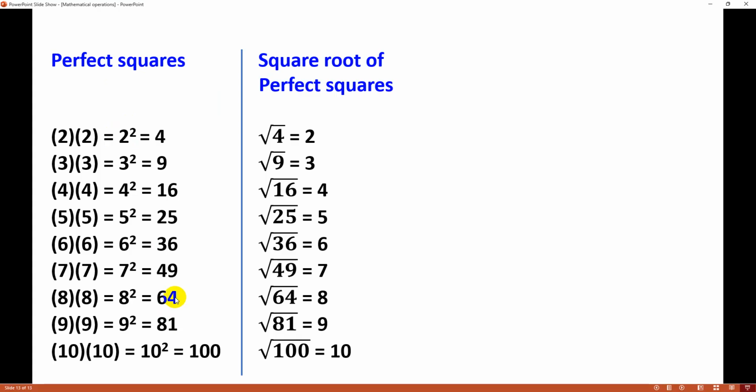And why are these numbers important? It is because all of them will give you a natural number, an integer, right? And a positive integer when you take their square root. Square root of 4 is 2, because 2 times 2 is 4. Square root of 9 is 3, because 3 times 3 is 9, and so forth. So all these perfect squares are important because the square root of them is a positive integer. And later you will see how this is important to simplify radicals, as we will see later on.